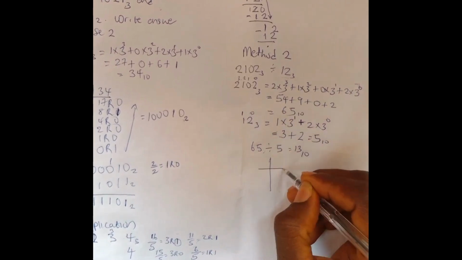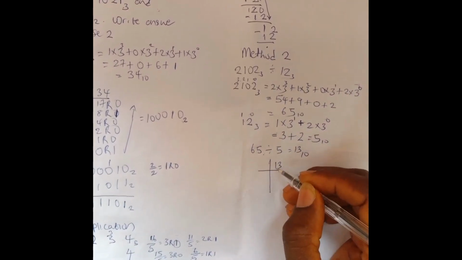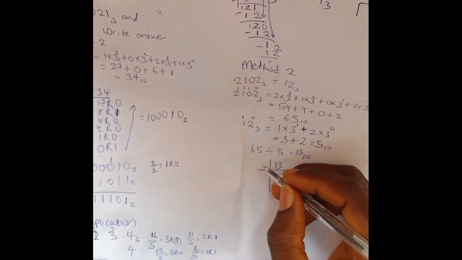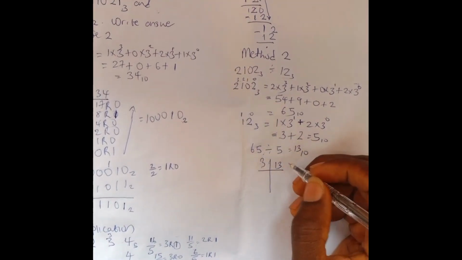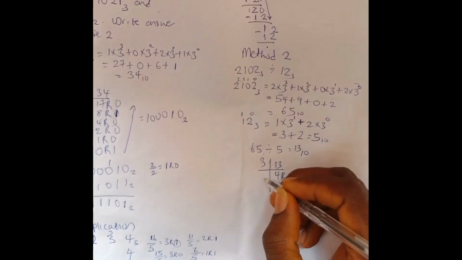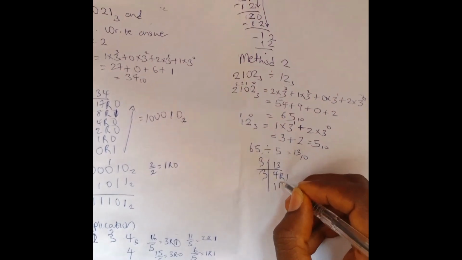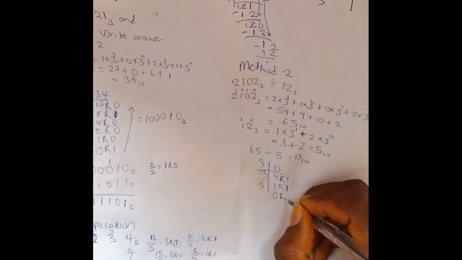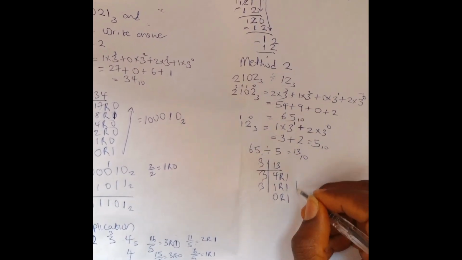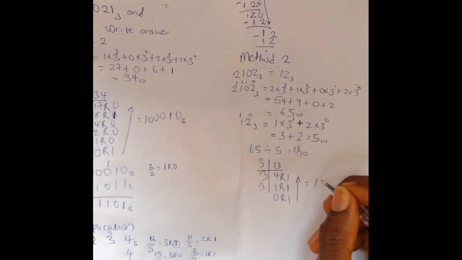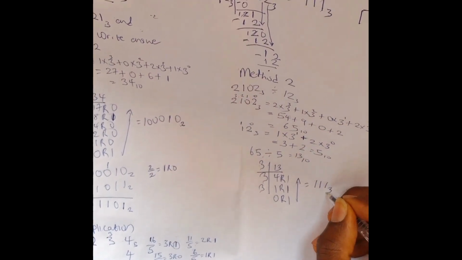13 divided by 3, because we're converting to base 3. 13 divided by 3 is 4 remainder 1. 4 divided by 3 is 1 remainder 1. 1 divided by 3 is 0 remainder 1. So writing the answer from bottom to up, we now have it as 1, 1, 1 base 3. So whichever method you like, you use.